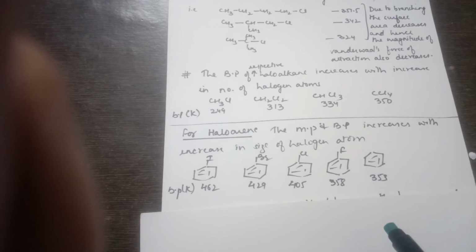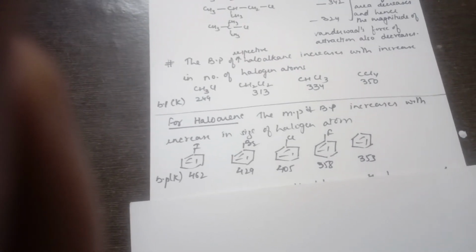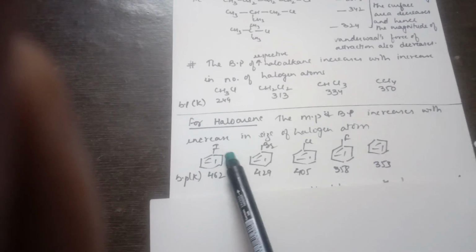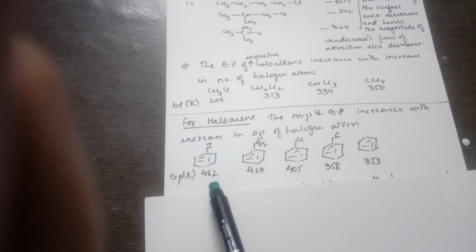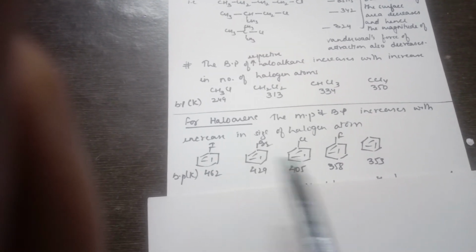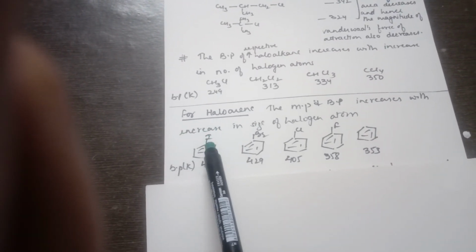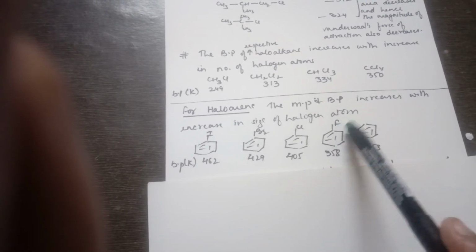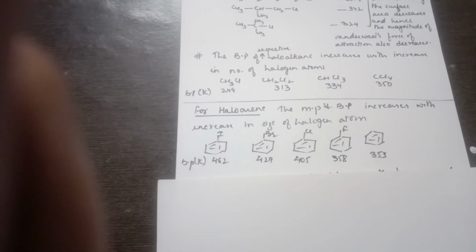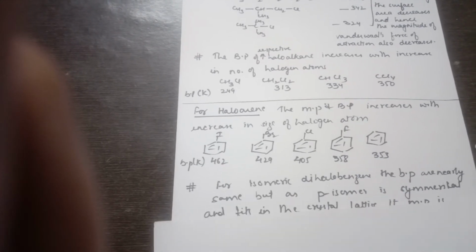The melting point and boiling point of haloarenes increase with increase in the size of the halogen. If you see, iodobenzene has a boiling point of 462 Kelvin, and fluorobenzene 358. So that means this iodine is making the difference, and here fluorine is making the difference. The size of iodine is larger than that of fluorine.